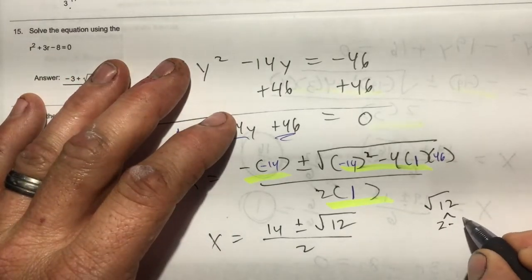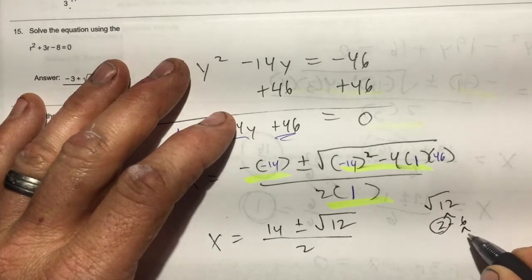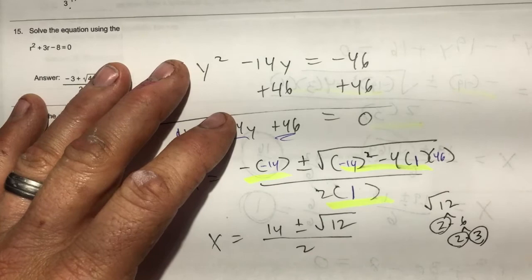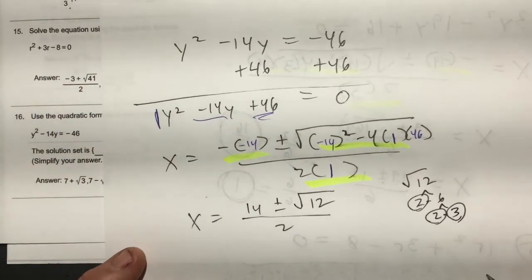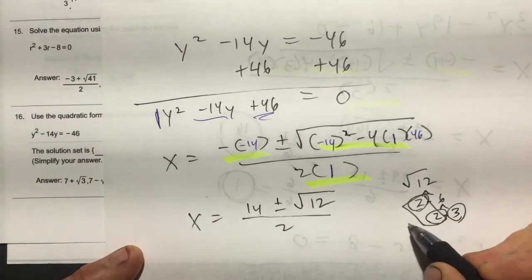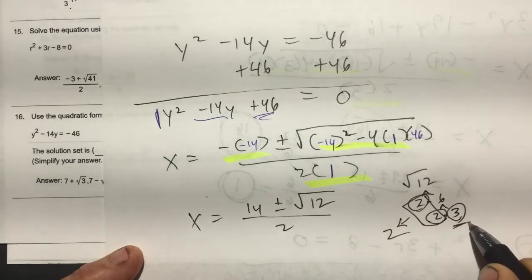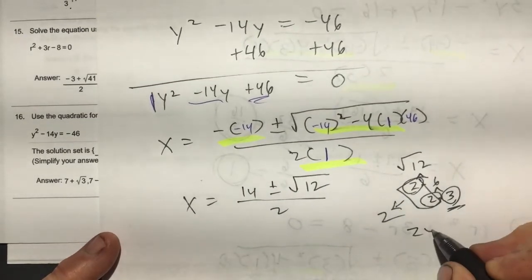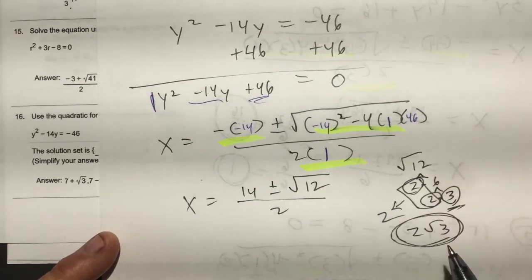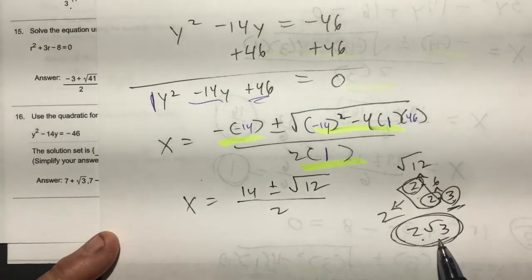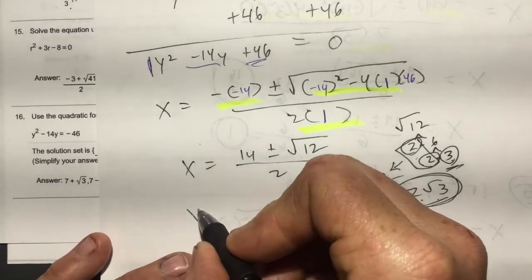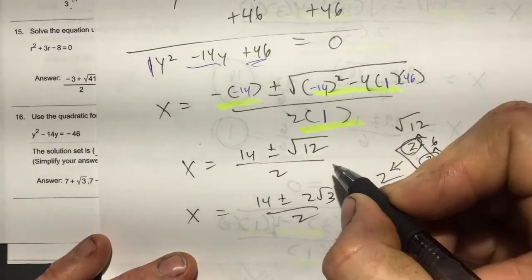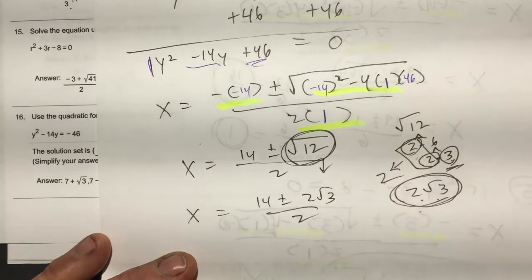12 divided by 2 is 6. Circle the 2. 6 divided by 2 is 3. Circle the 2. And then 3 won't break down, so you circle it. Now we do have a pair that sends a 2 out of the radical. This 3 is stuck because he doesn't have a partner. So this is going to be 2 radical 3. The 2 comes out, the 3 is stuck. So that makes my answer 14 plus or minus 2 radical 3 divided by 2. So I'm going to put that in place of the radical 12.